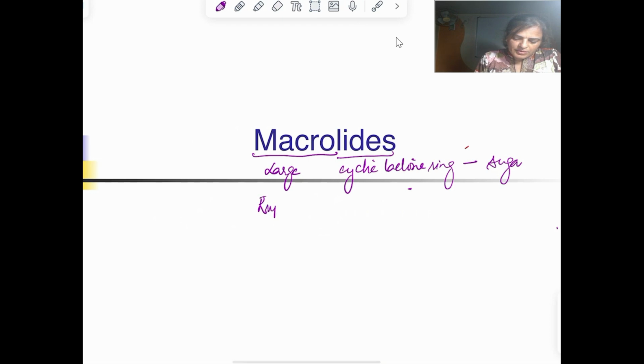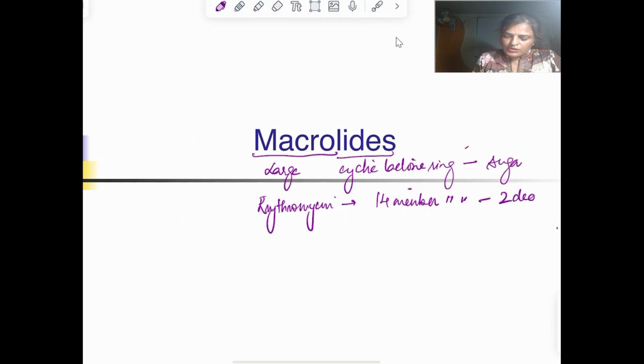Like the first member of this group is erythromycin. There's a 14-member lactone ring with 2-deoxy sugar. So it consists of the natural as well as the semi-synthetic.